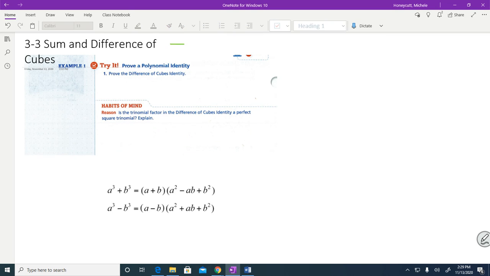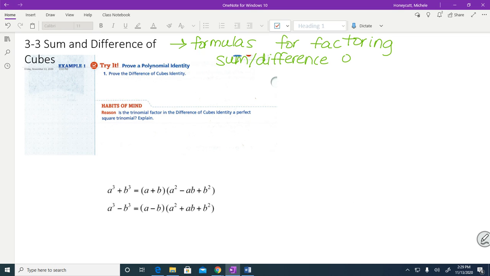What the sum and difference of cubes formulas are: they're formulas for factoring a sum of two perfect cubes or a difference of two perfect cubes. So, some formulas for factoring a sum or difference of two perfect cubes.